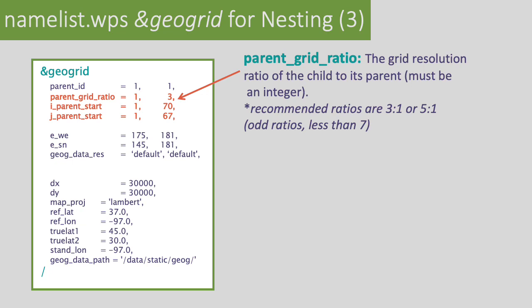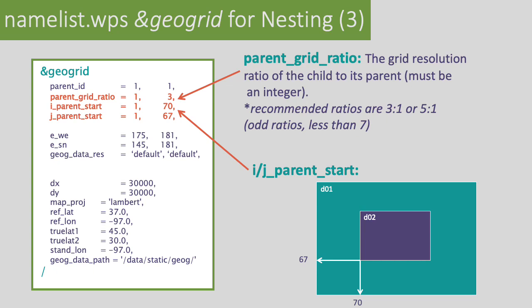It's okay to use an even ratio if you're not using feedback, and it is possible to use an even ratio even if you have feedback turned on, but it can get messy with feedback, and I'll go into that a little bit more on the next slide. iParent start and jParent start should be set to indicate the start location of the bottom left corner of the nest within its parent. Here the starting location is 70 spaces over in the I direction and 67 spaces up in the J direction.